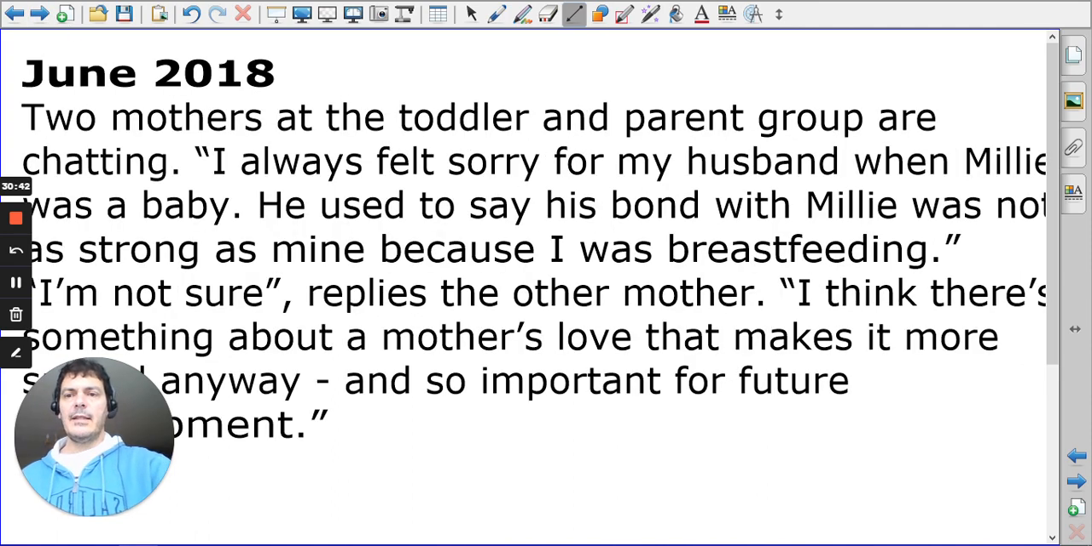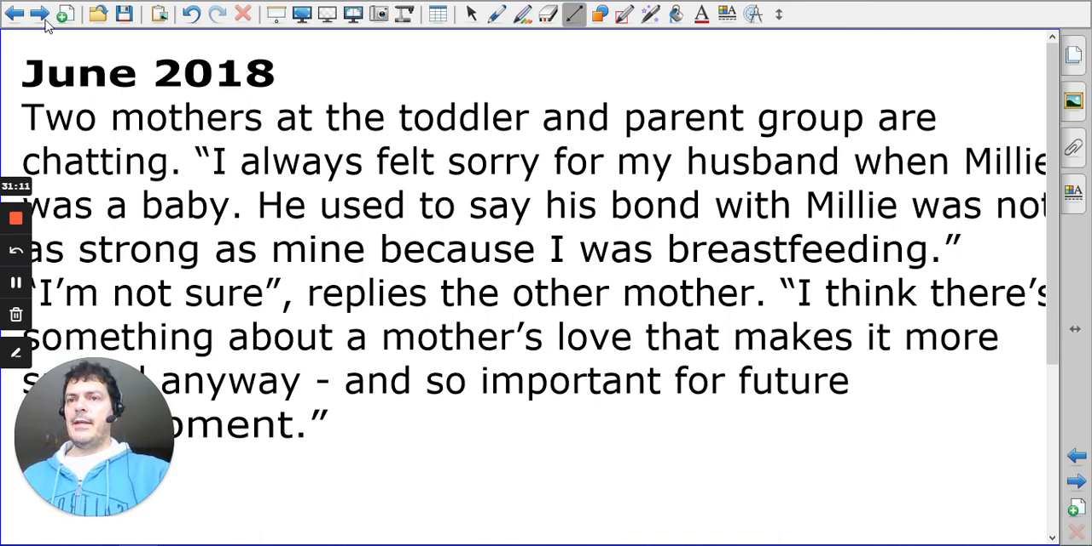I also quite like this question. I know some of it is obscured, but this is an applied question where they talk about two different experiences. One is saying feeling sorry for their husband because they aren't able to bond because of breastfeeding. So that's obviously learning theory. The other one says, no, there's something more to it. So that gives you enough of an idea to contrast learning theory with Bowlby.